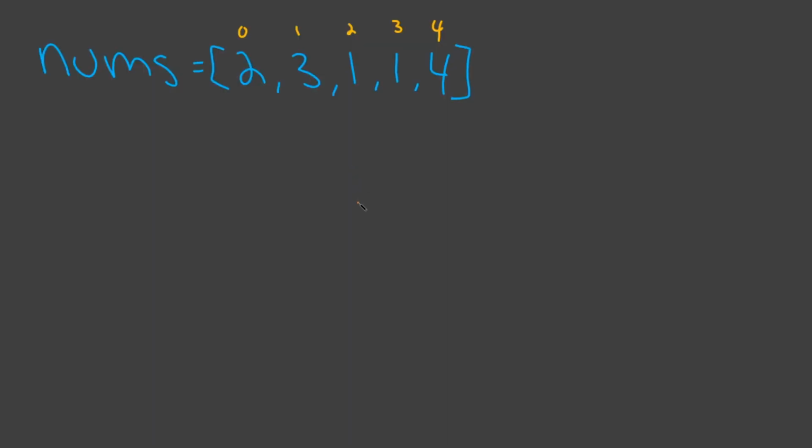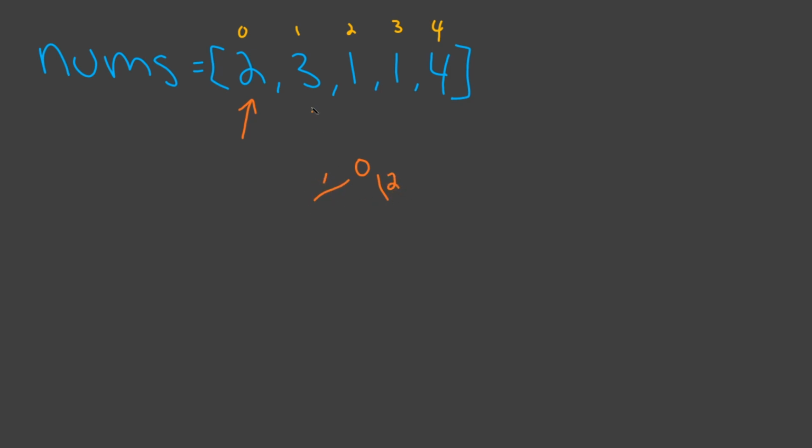So here I've written the example from the problem, and I've also put the indexes on top of the numbers so it's easier to understand what I'm doing. And now we're going to start. So we're always going to start at index 0, and the max jump you can do here is 2. So let's write that down. Start at index 0, and we can either do 1 jump, or we can do 2 jumps.